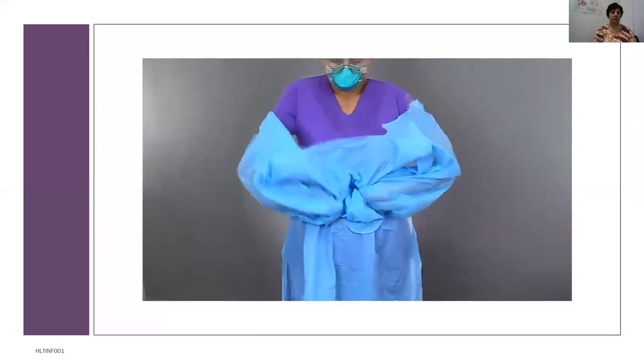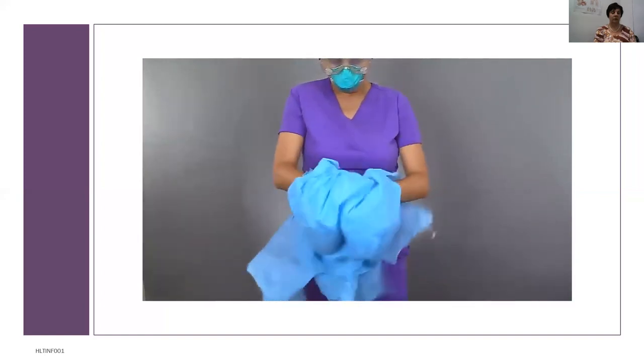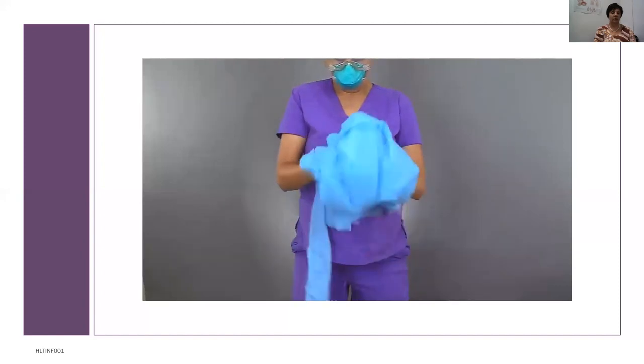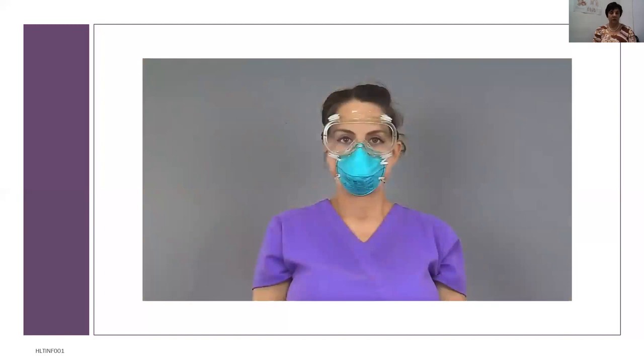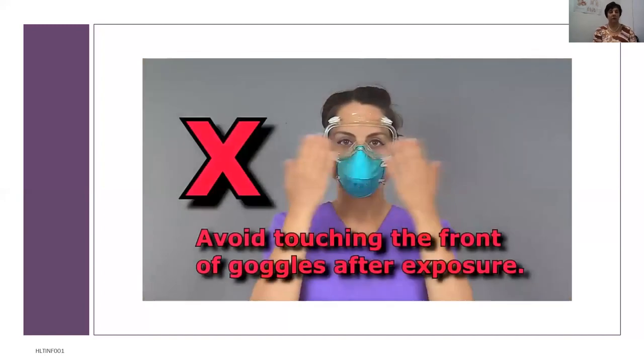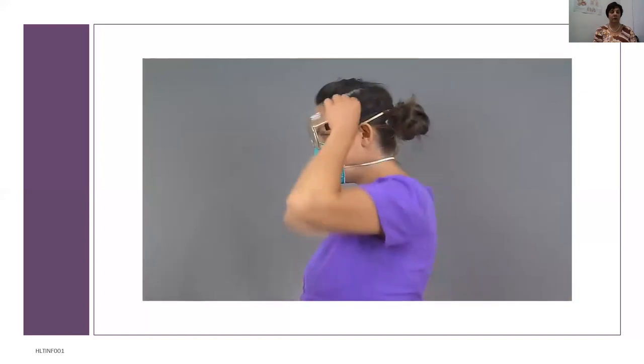Then from the inside, with the assistance of the arms, roll the gown away from the body by turning it inside out, form it into a ball and discard. Then perform hand hygiene. Next, remove the face shield or goggles. Do not touch the outside of the goggles or face shield because they are considered contaminated.